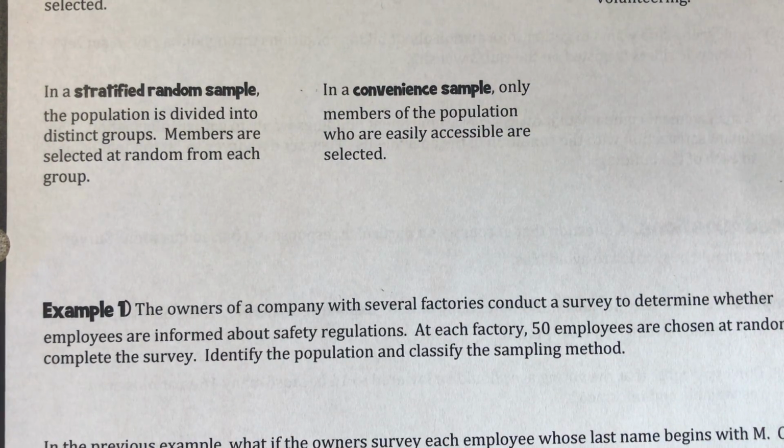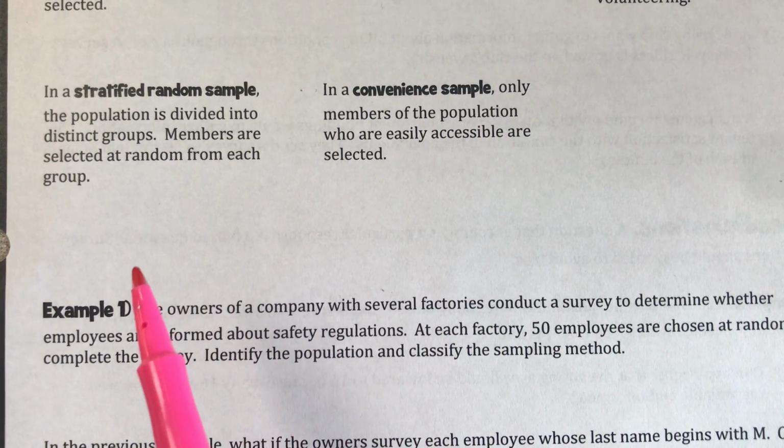Stratified random is where we divide the population into distinct groups and then select people from each group. So I could say, well, I'm going to ask 5 6th graders, 5 7th graders, and 5 8th graders. I split them up into groups and then took a random sample of each group.